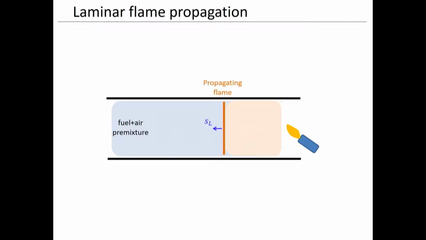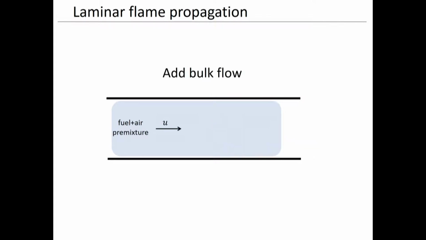So what happens then if we have a bulk flow going left to right, and we light the flame the same way, and that flame wants to propagate to the left. Whether it can or not will depend on the relative speeds between U and SL.